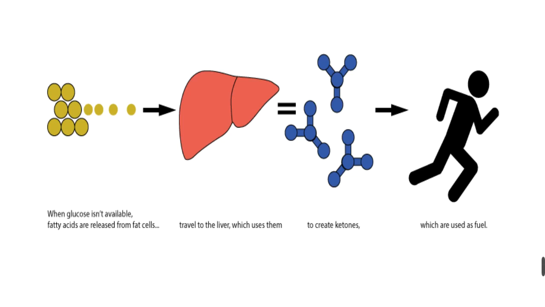This figure demonstrates how our body uses fatty acids as a source of energy when there is no adequate amount of glucose present in the circulation, as when we are fasting for a long period, or when there is something wrong in our body, as occurs in diabetes mellitus. When glucose isn't available, fatty acids are released from the fat cells. They travel through the circulation into the liver, and the liver will use them to create ketones. These ketones will be used as a source of fuel or energy for our bodies.